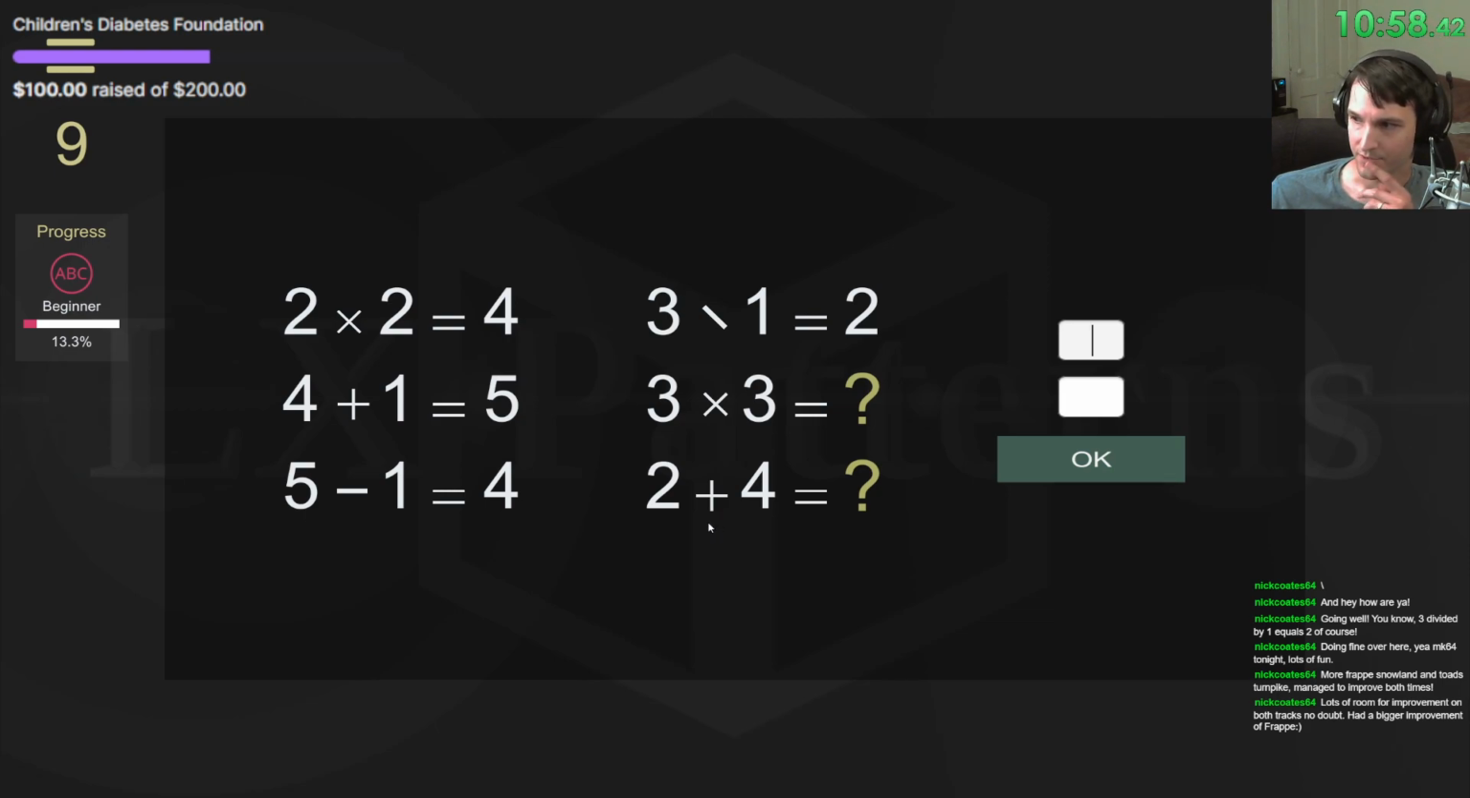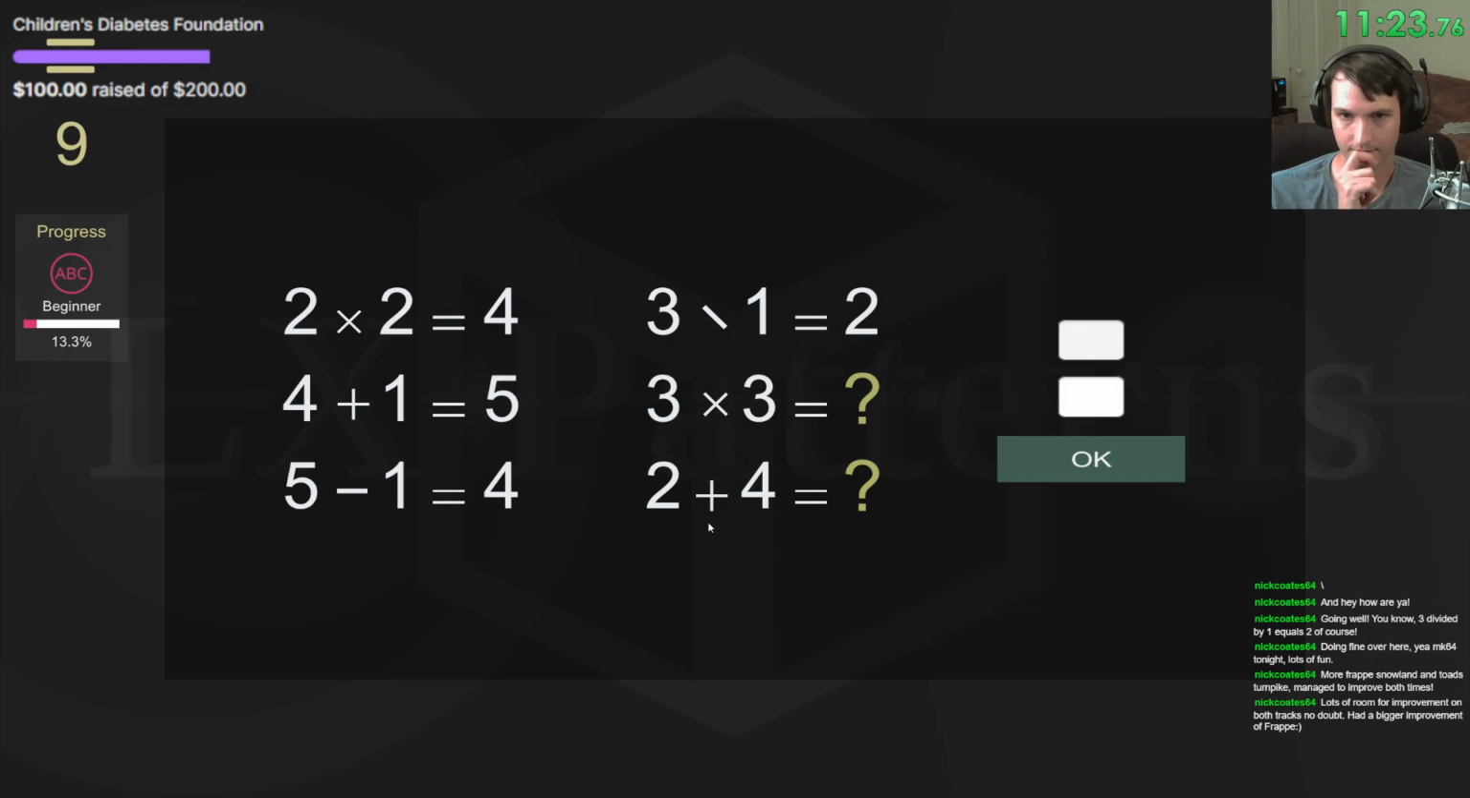Lots of room for improvement on both tracks, no doubt. You had bigger improvement on Frappe. Oh, interesting. I thought the Toad's Turnpike would be improved more. But I didn't really actually... I saw you play Frappe Snowland more than I saw you play Toad's, so it was foolish of me to think that I knew how well you did on Toad's Turnpike, without having seen you do much of that one.